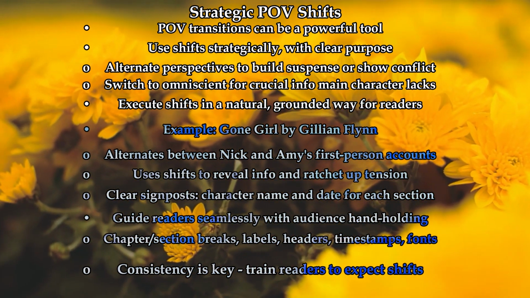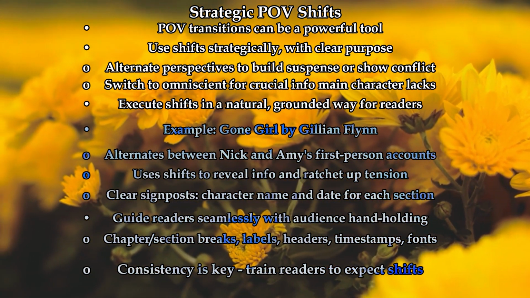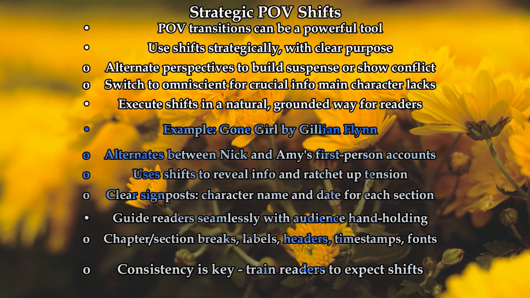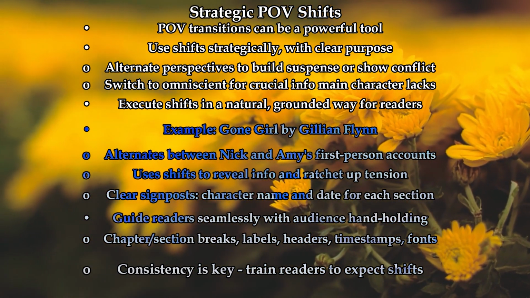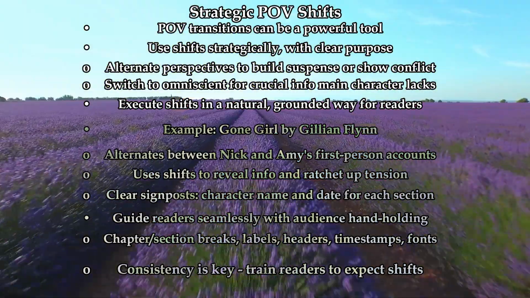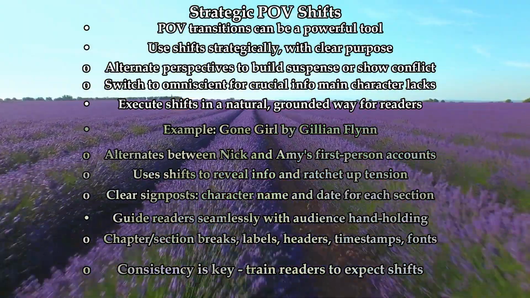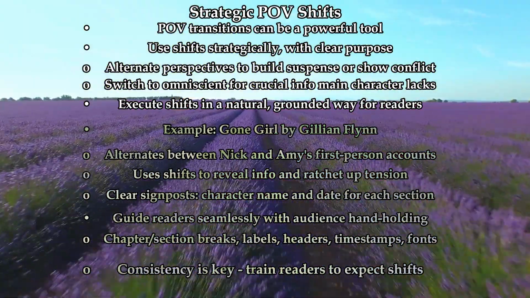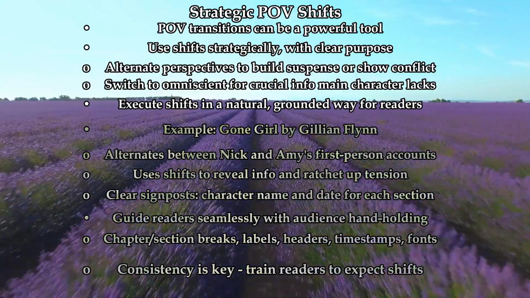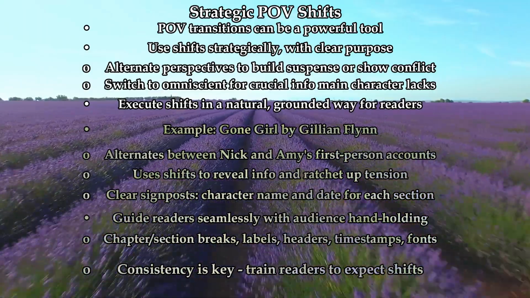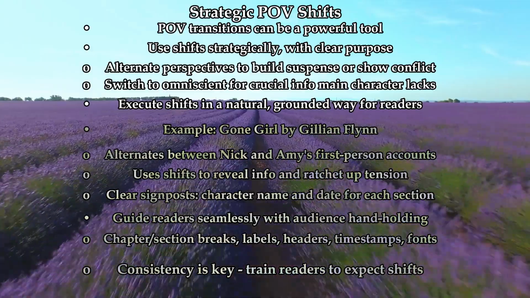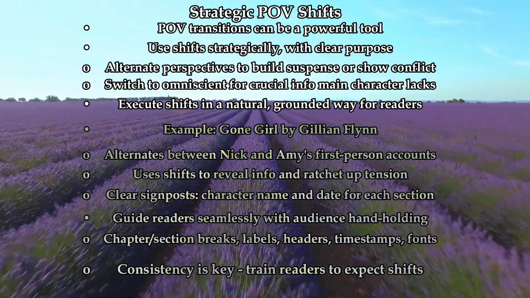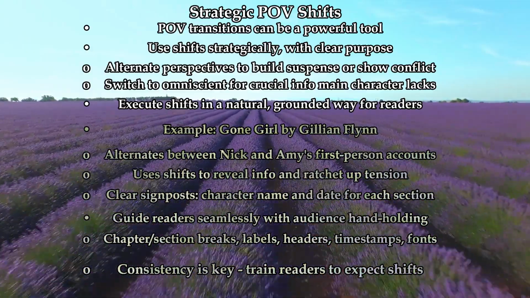One of my favorite examples of strategic POV shifts done right is in Gillian Flynn's twisty domestic thriller, Gone Girl. The story alternates between the dueling first-person accounts of Nick and Amy, a married couple whose picture-perfect facade is crumbling in the wake of Amy's disappearance. Flynn uses each perspective shift to masterful effect, revealing new information and ratcheting up the tension with every chapter.